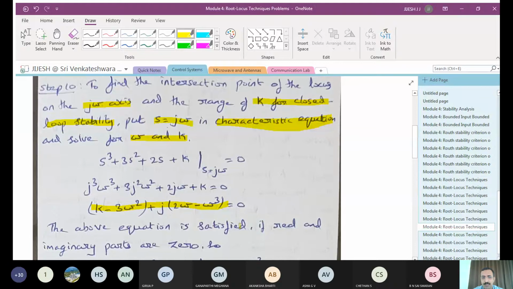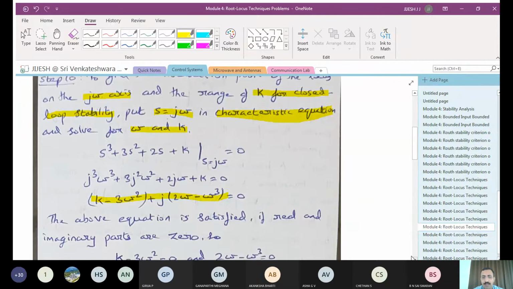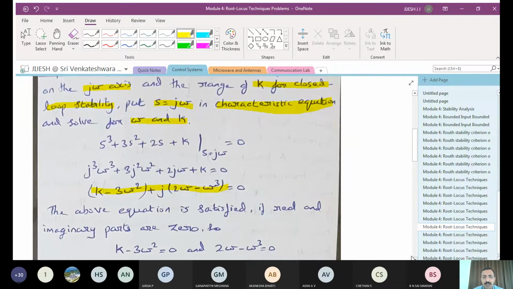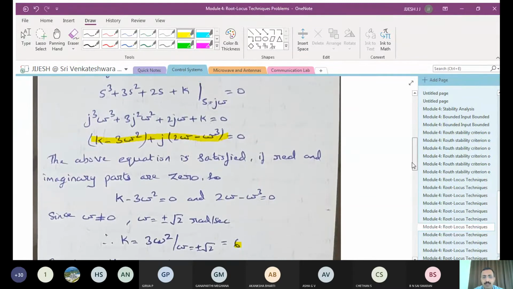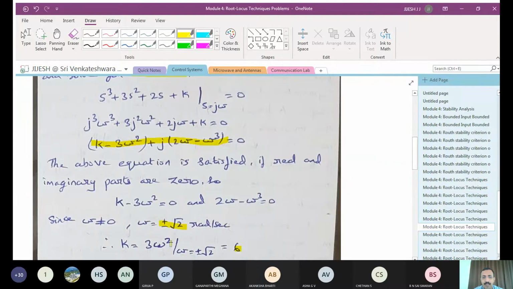From the above equation, it is satisfied if the real and imaginary parts are 0. So we can just equate and find the values of omega and K. So let us try to find the value of K and omega. For that, K minus 3 omega square equals 0, and 2 omega minus omega cube equals 0. So from these two equations you can find K and omega. When you do it, you will get omega equal to plus or minus root 2 and K equal to 6.